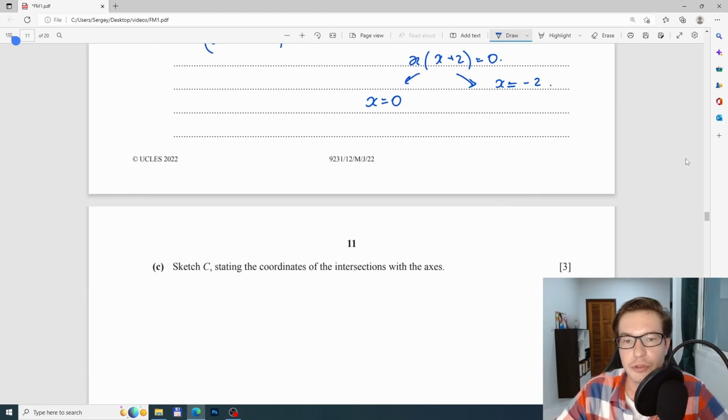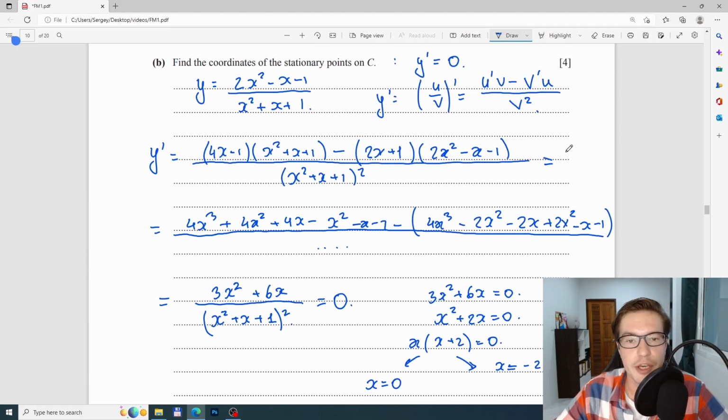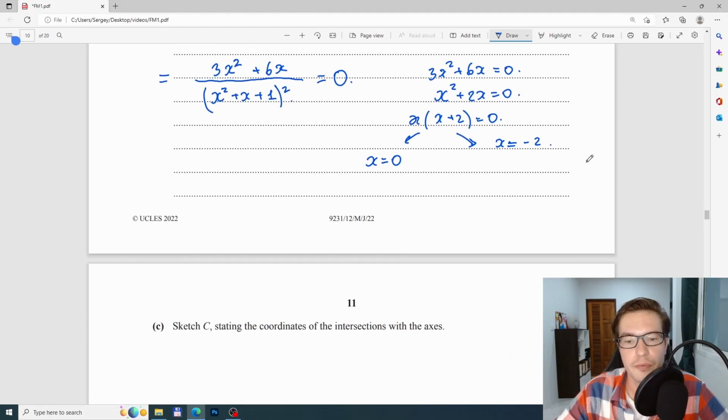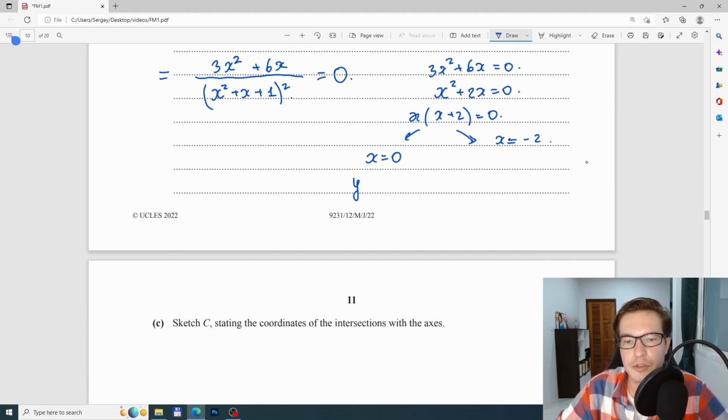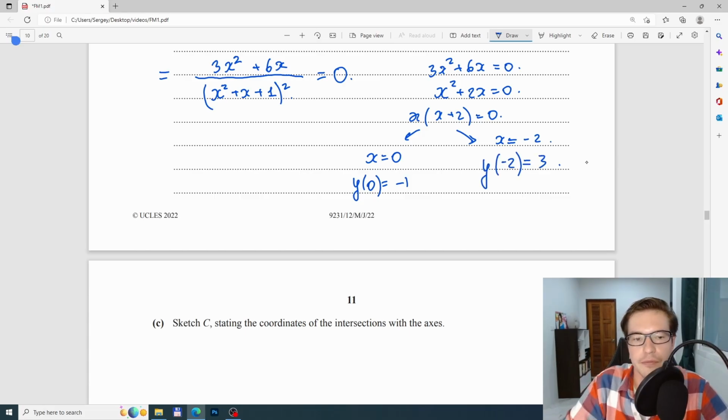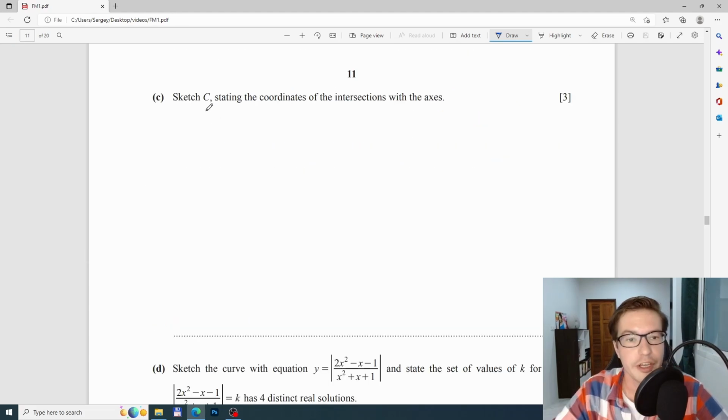Now, time for y coordinates. I will have to substitute x equals 0 into y. So y of 0 is going to be minus 1, and substitute negative 2, you will get 3. That's technically the answer already. 0, minus 1, and minus 2, 3. Alright, next question is sketch, and we'll have to state coordinates of intersection with the axes.